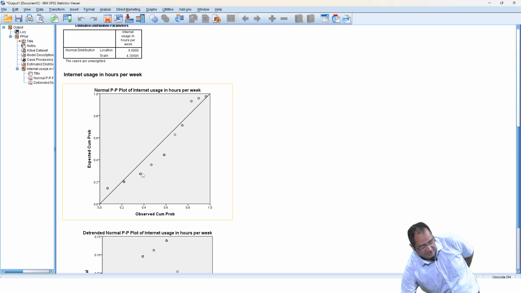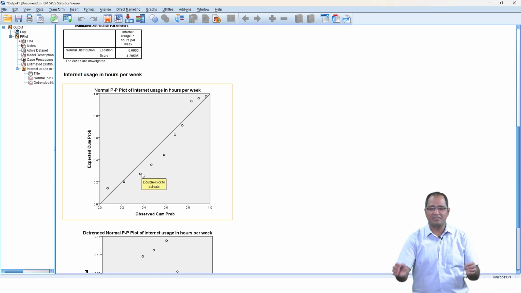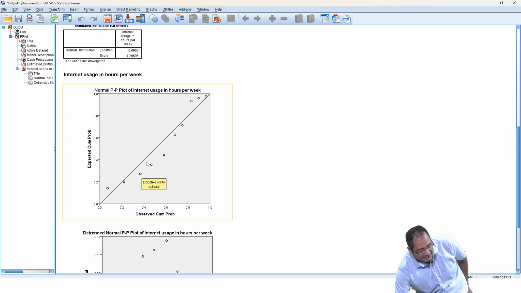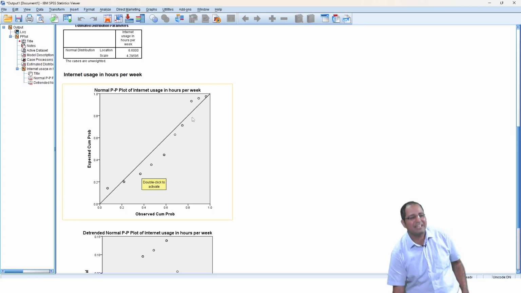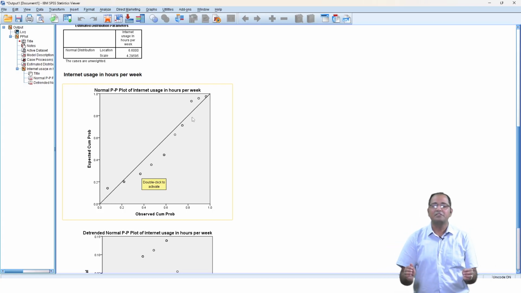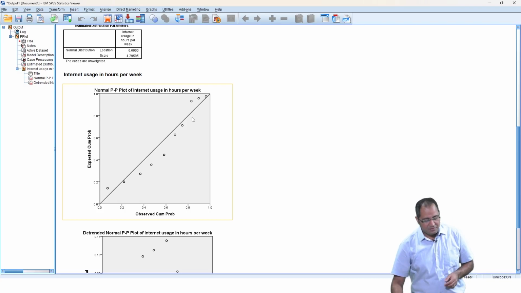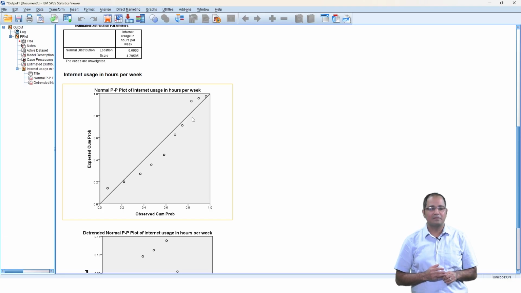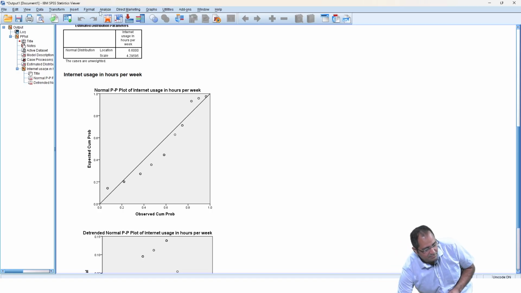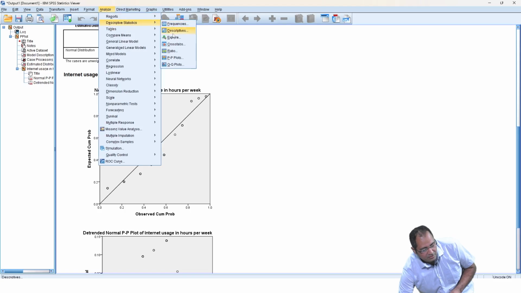If in this graph the points are close to the middle line, very close, almost sticking to the central line, then you say that the normality assumption is met. Otherwise it is not. In this case, it doesn't look to be satisfied. Likewise, a QQ plot is also there. We will now look at statistical tests, because this is just a graphical plot.